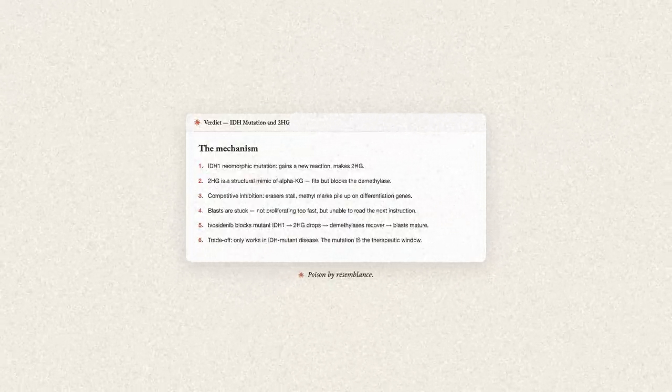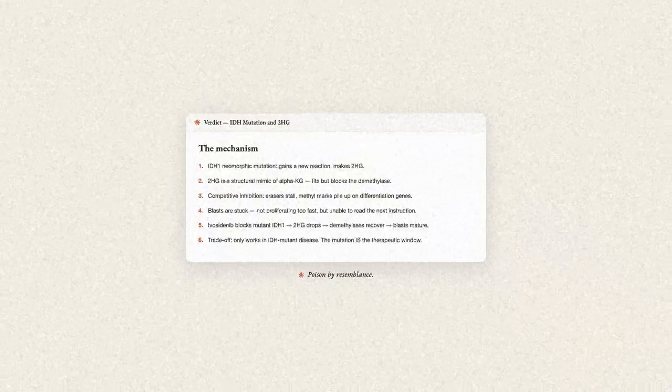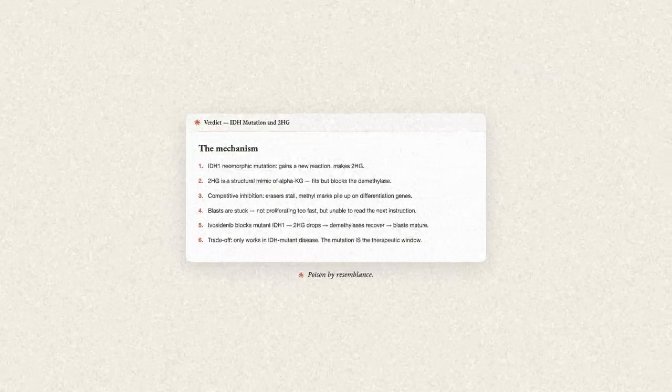Ivosidenib removes the source of 2-HG: block the mutant enzyme, restore alpha-KG supply, and the differentiation program restarts. The trade-off: this only works in IDH-mutant disease. The mechanism is the therapeutic window.